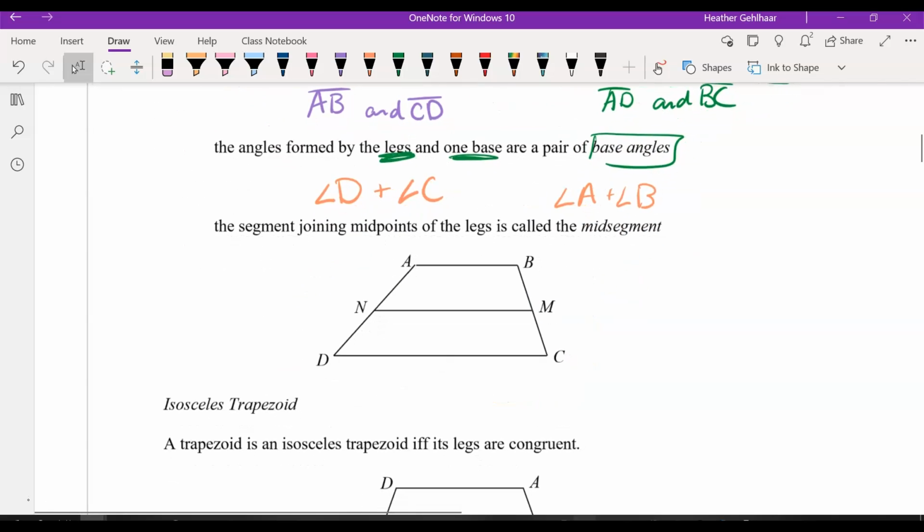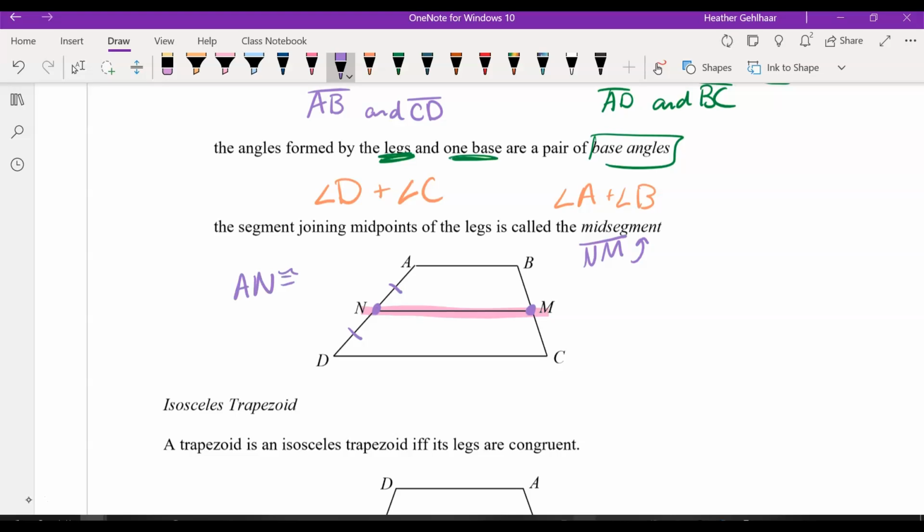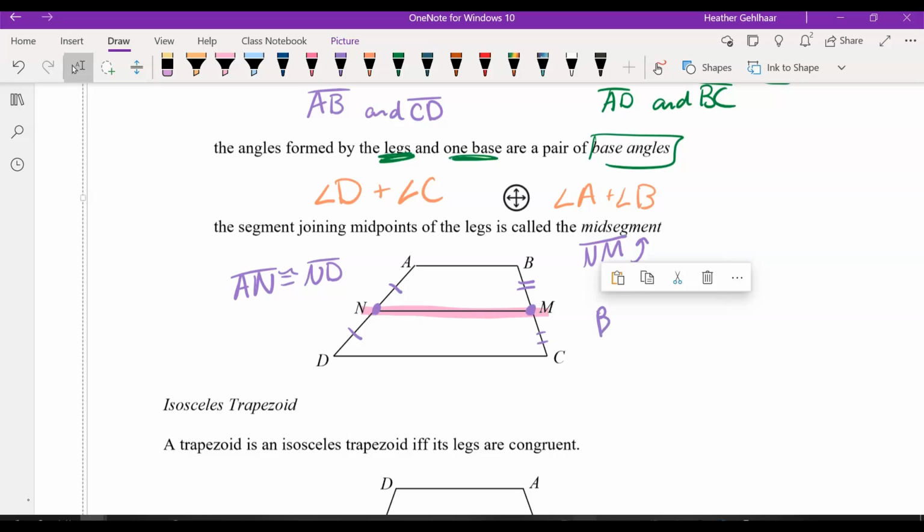The next thing we have here is the mid-segment. The mid-segment is this line here, NM. The mid-segment gives us midpoints, so N is a midpoint and M is a midpoint. AN is congruent to ND, and segment BM and segment MC are congruent. At any point, just pause the video if you need a second to write.